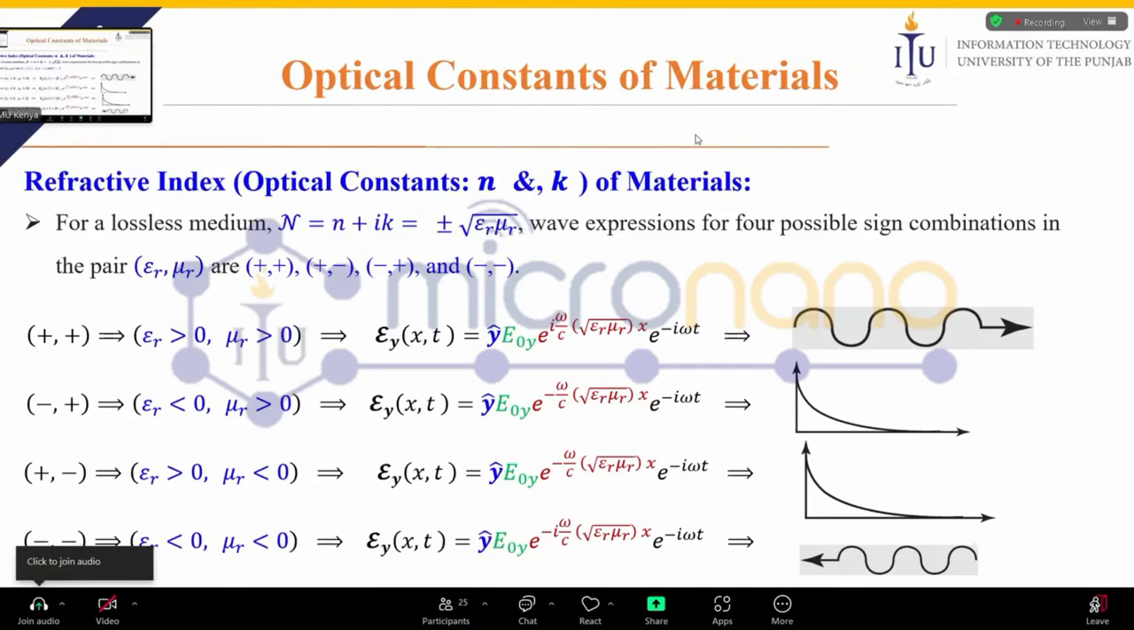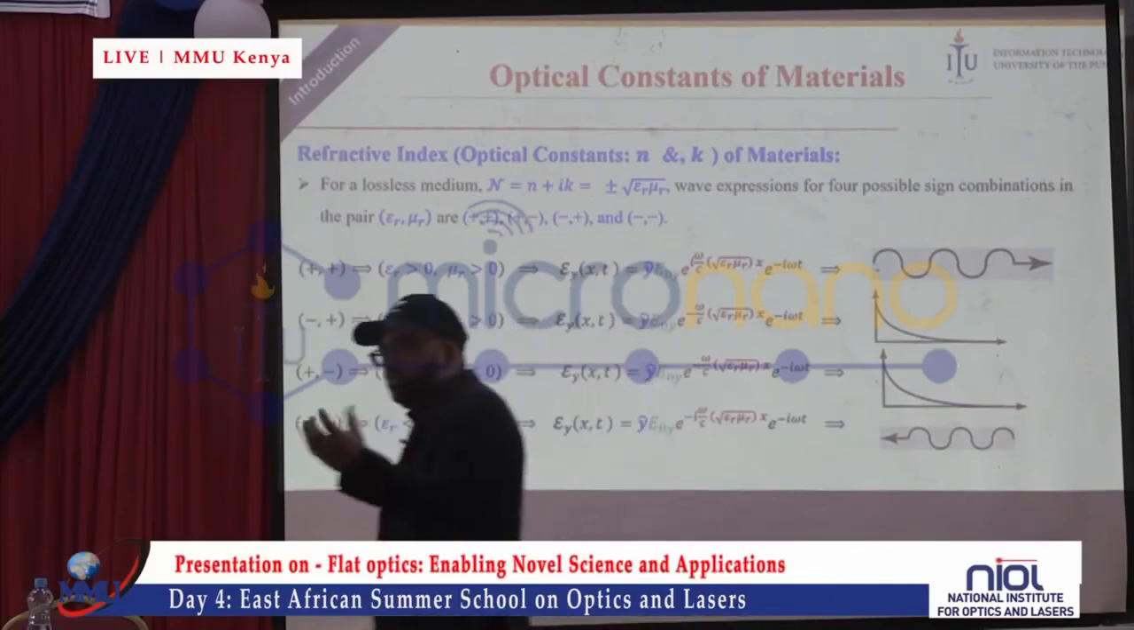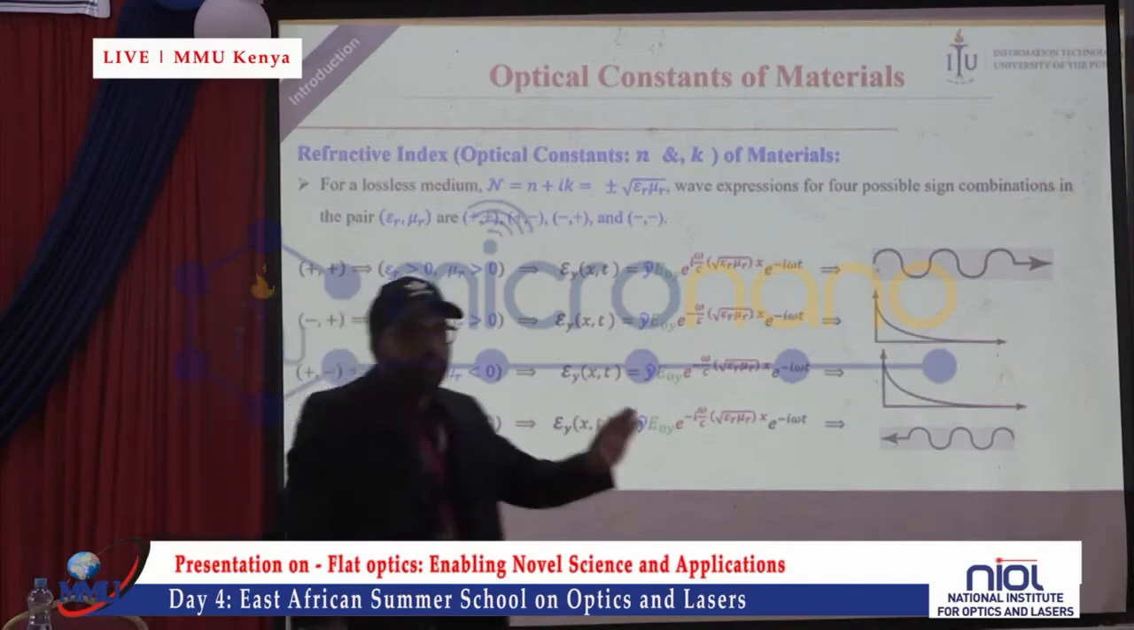However, if one of them is negative, then you end up with a real part, which means it's pure loss. So once a wave enters a medium where one of them is negative, you get an evanescent wave, no transmission, no propagation.